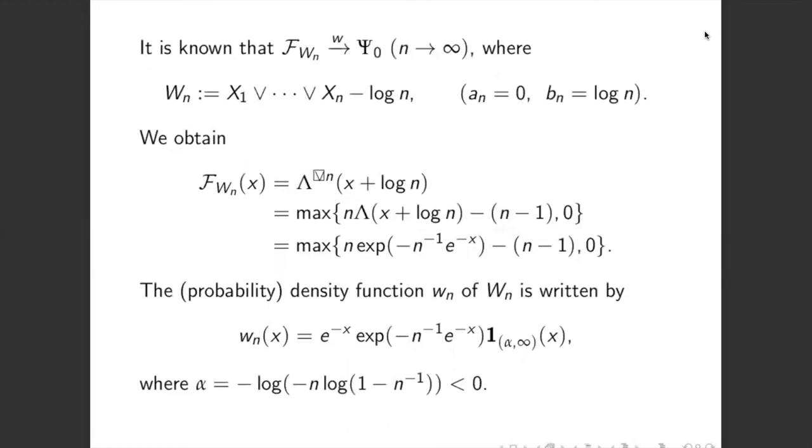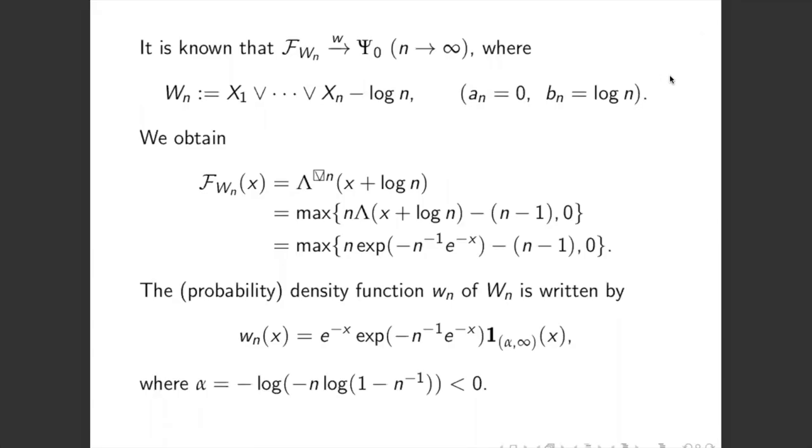The distribution function of W_n converges weakly to the free Gumbel distribution, where W_n is defined like here. We then obtain that the distribution function of W_n is calculated like this. By using this formula, we obtain that the probability density function of W_n is written like this. Next, we estimate the Kolmogorov distance between the distribution function of W_n and the free extreme value distribution in the case when gamma equals zero.